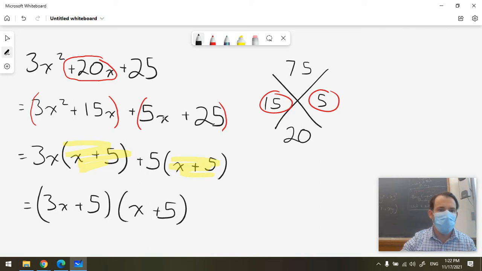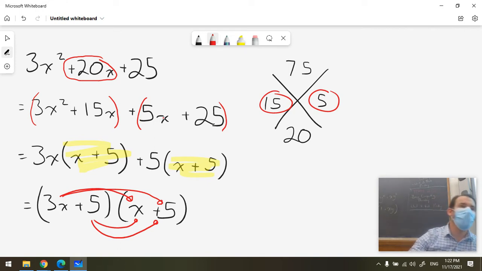There, that's done. Now let's check it and see if we get this. We just do FOIL here, okay? 3x times x gives me 3x squared. 3x times 5 gives me 15x. 5 times x gives me 5x. 15x plus 5x gives me 20x. And 5 times 5 gives me 25. Pretty cool, eh? Pretty cool. Okay, so that's done. Final answer. That's factored.